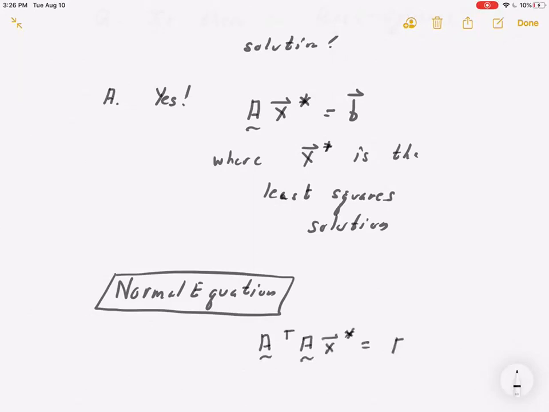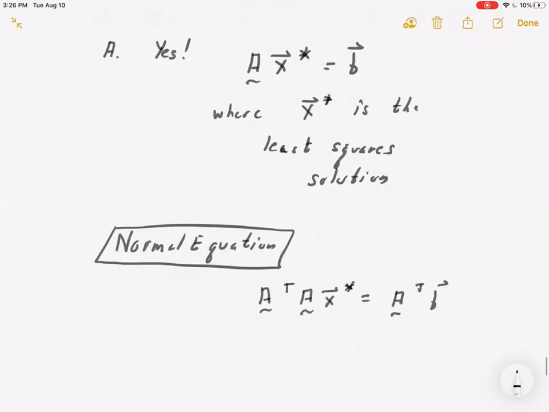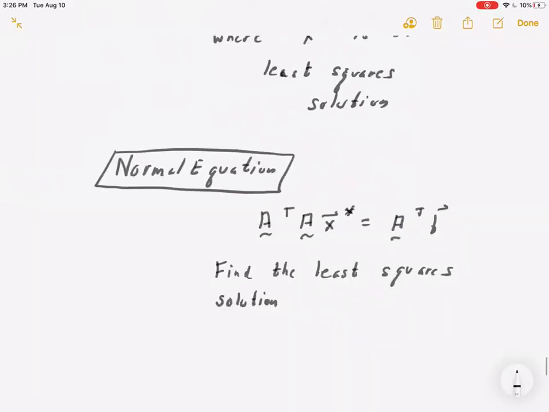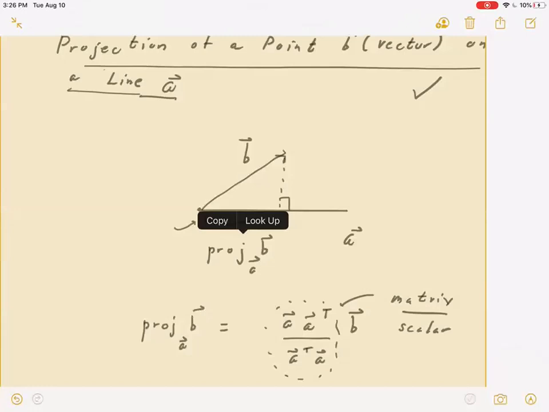And we can solve this normal equation and always find a least squares solution, provided we know what A is and b. And so we want to find the least squares solution to the problem. And that's just figuring out what the components of this 2x1 matrix are.